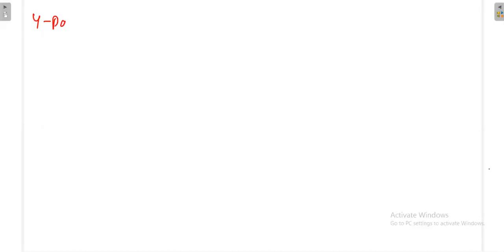Y parameter. Okay, again, z parameter is the open circuit parameter. Again, this y parameter is called the short circuit parameter. Short circuit parameter. We will take some simple pi model network.